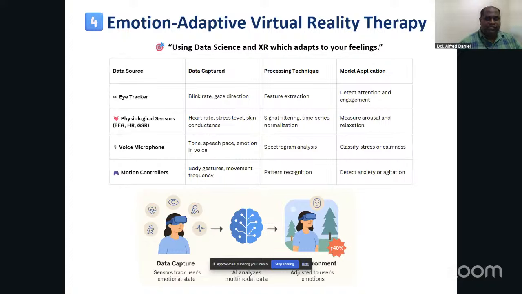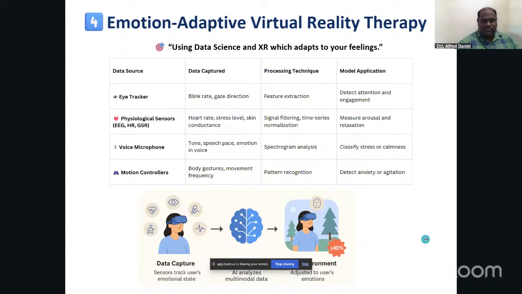What is the processing technique? You can use spectrogram analysis in order to classify stress and calmness. The fourth data point is motion control. What is the purpose? To capture body gesture and movement frequency. The processing technique is pattern recognition. What is the purpose? To detect anxiety or agitation.